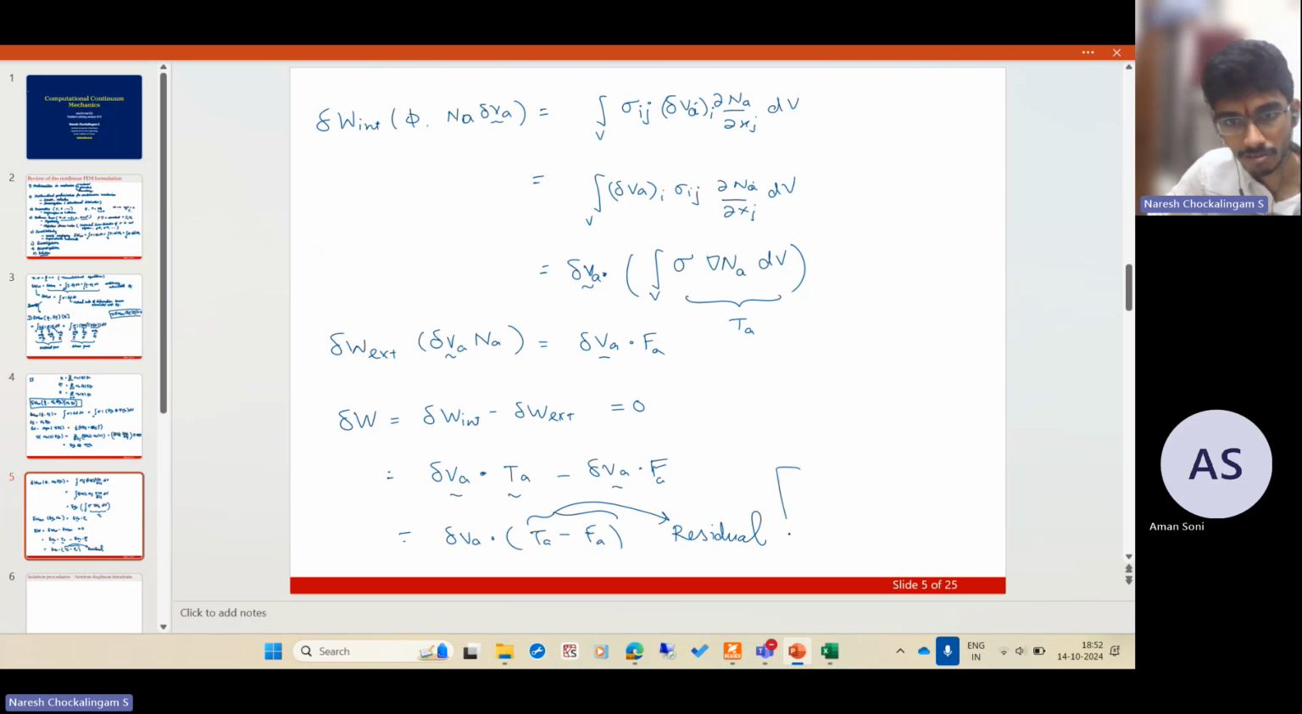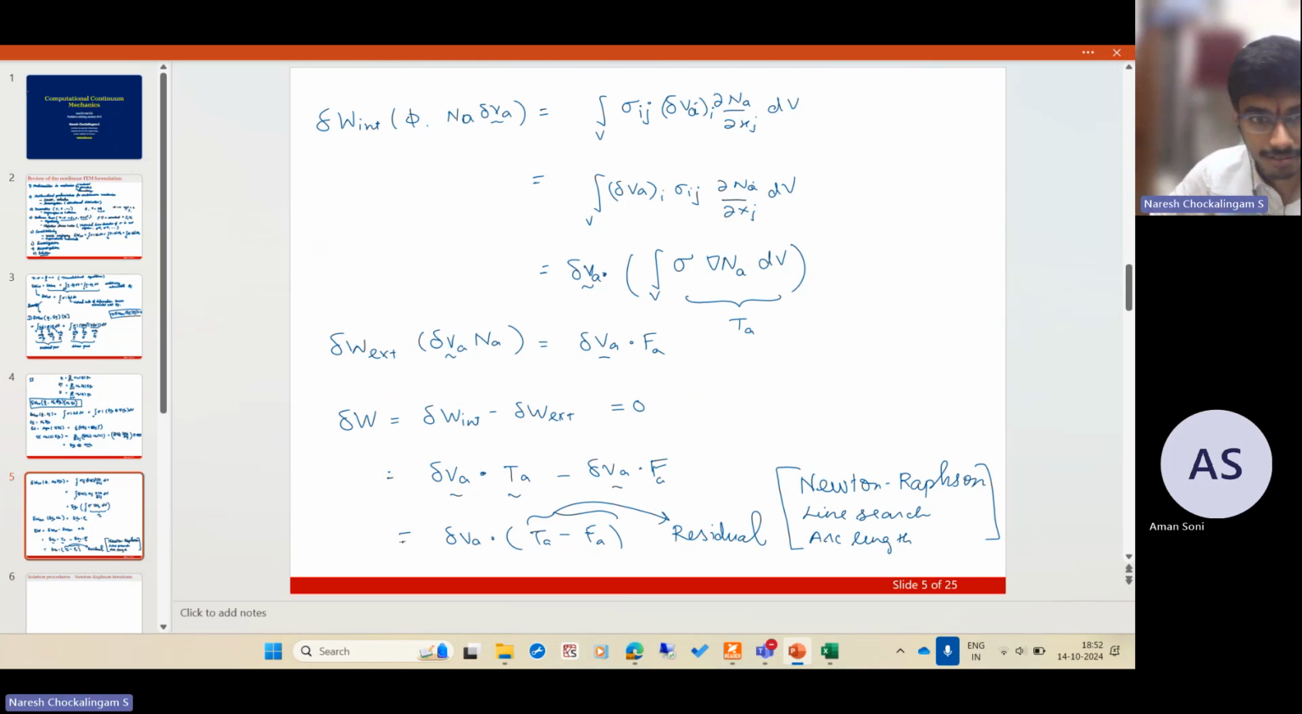This is the residual which has to be forced to 0. And this residual is forced to 0 by some iterative scheme. So one thing that we have already seen is the Newton-Raphson. And when Newton-Raphson causes certain issues, the second method is line search. And the third method is arc length. This week, it was covered.